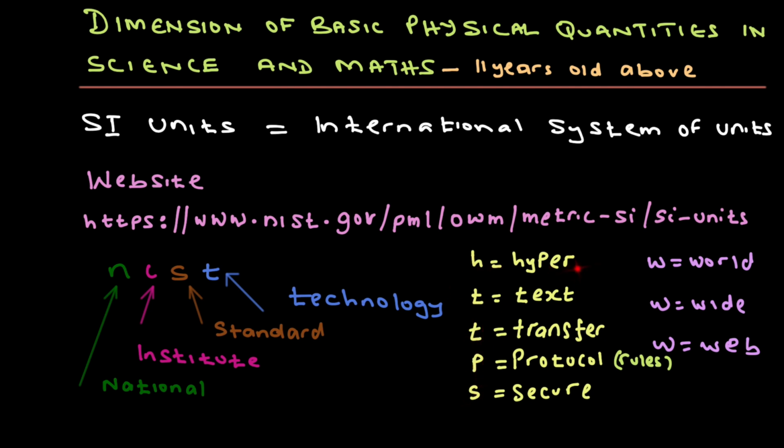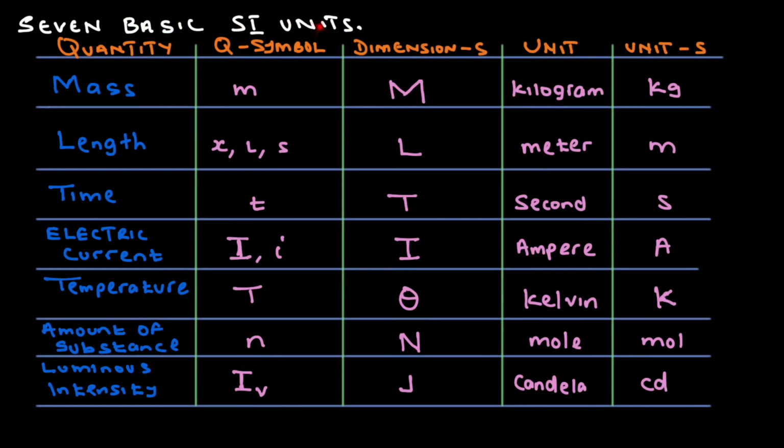HTTPS stands for Hypertext Transfer Protocol. Protocol stands for rules, and S for secure. www stands for World Wide Web. There are 7 days in a week. There are 7 basic SI units.